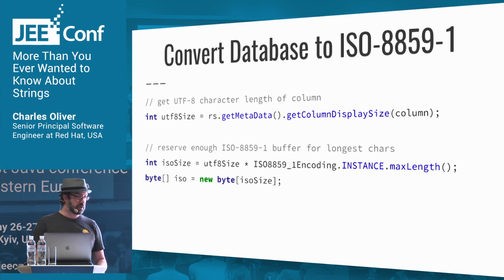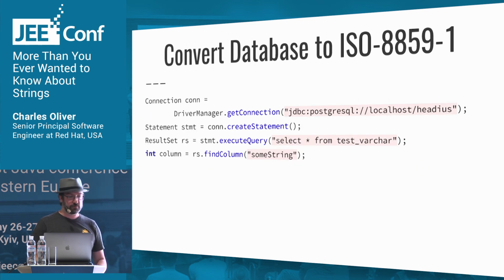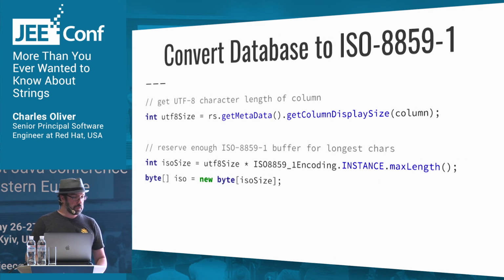Here's our basic setup for our database. Everyone's done this code before. So here, we've got our UTF-8 size. So this is the width of the column in characters. In this case, the database is in UTF-8. We can get the size of that column in UTF-8 characters. Now we know how many characters we need to be able to put in our target array.